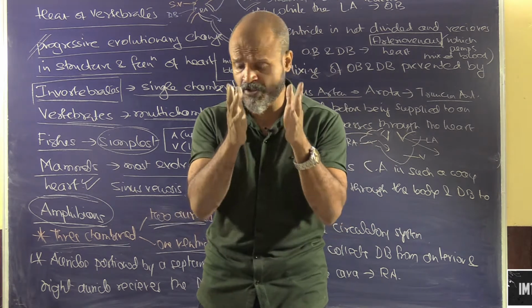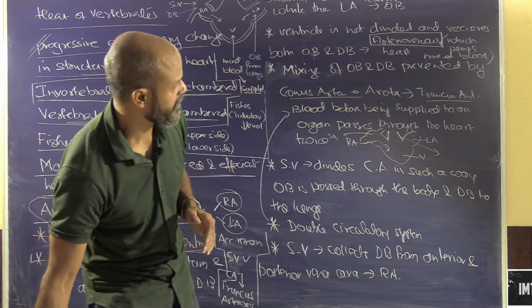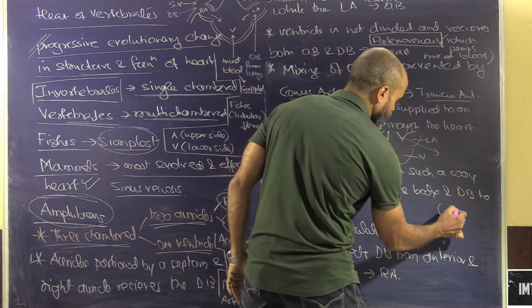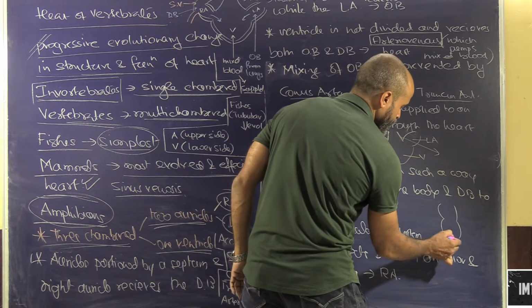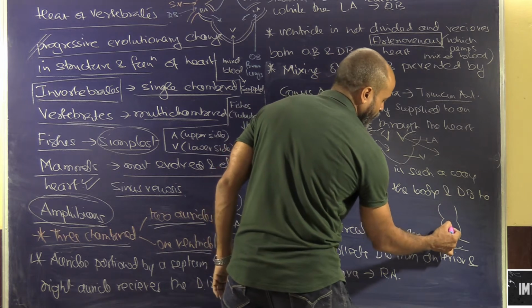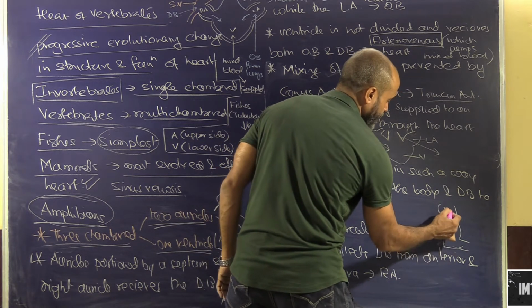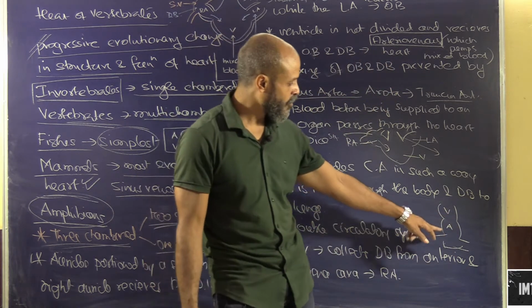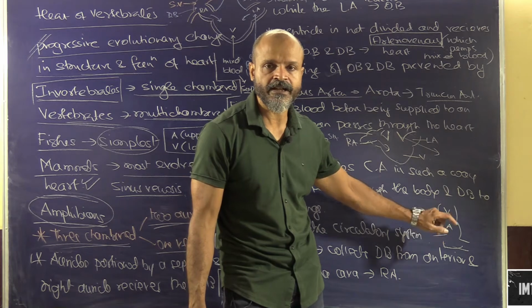So in case of fishes it is a tubular structure. This is how the blood used to enter: the sinus venosus, and then from the auricle, this is the auricle, and then it passes into the ventricle. So this is the tubular structure that was there in fishes.